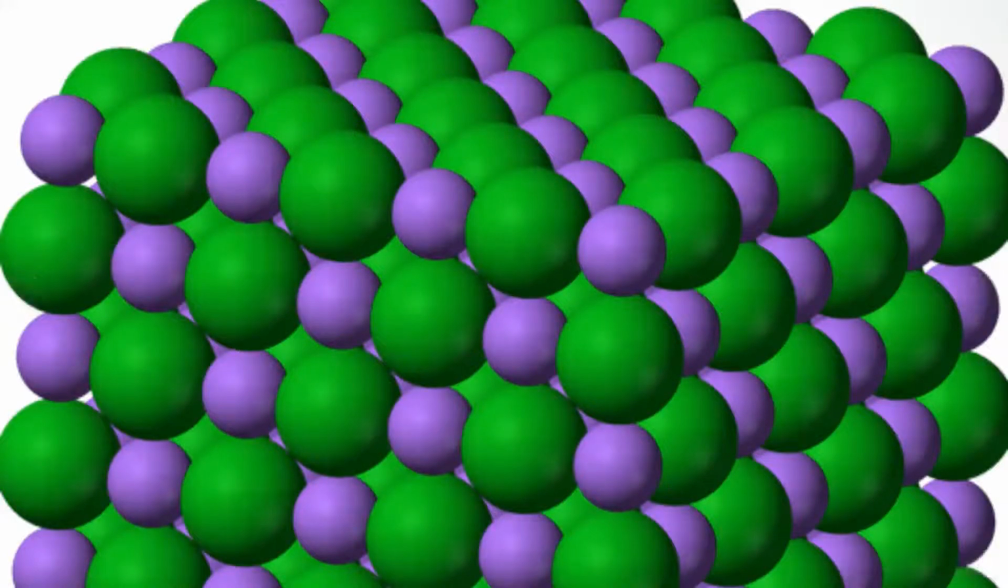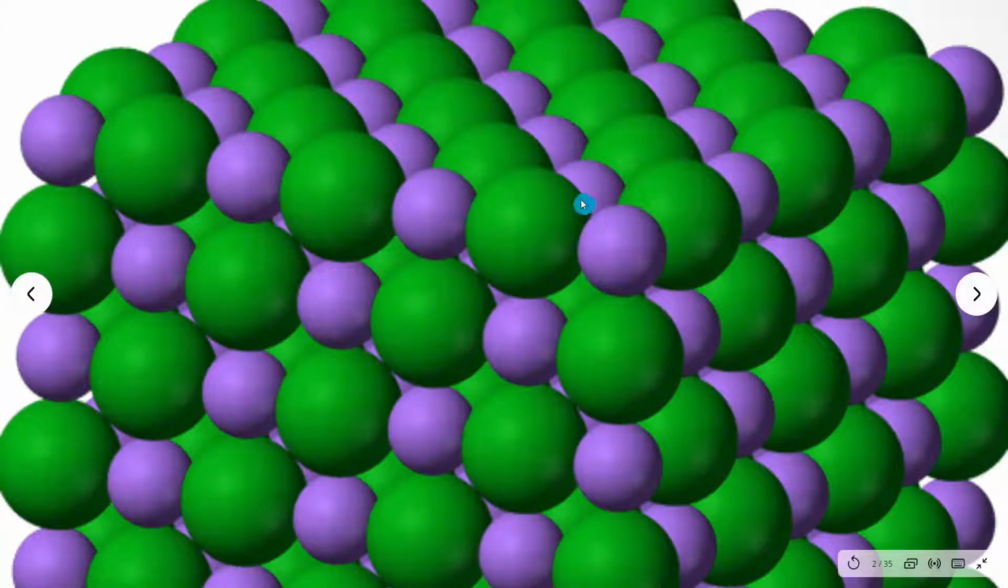We call this regular arrangement of positive ion, negative ion, positive ion, negative ion that extends in 3 directions a 3D lattice. So lattice just means a regular arrangement, and it's 3D because it's extending sideways, backwards, and up and down. In an ionic solid, the ions are held together by strong electrostatic attractions called the ionic bond.